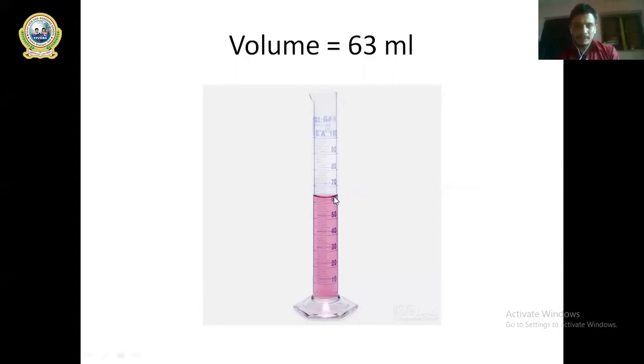What is the level of liquid there? It is 63 ml. Can you see it? So the volume of liquid kept in the measuring cylinder is 63 ml. Did you get the point?